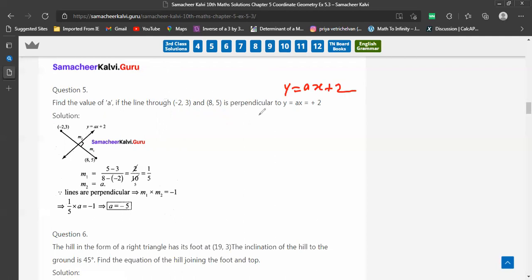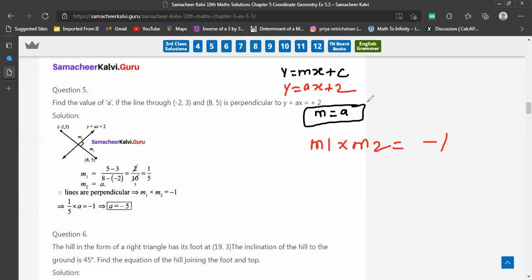We already learned this. When the lines are perpendicular to each other, the product of the slopes will be equal to negative 1. Yes, we have learned this already. So for finding the value of m1 and m2, you can use the y is equal to mx plus c equation. M is a, isn't it? So you can say the value of m2 is a.